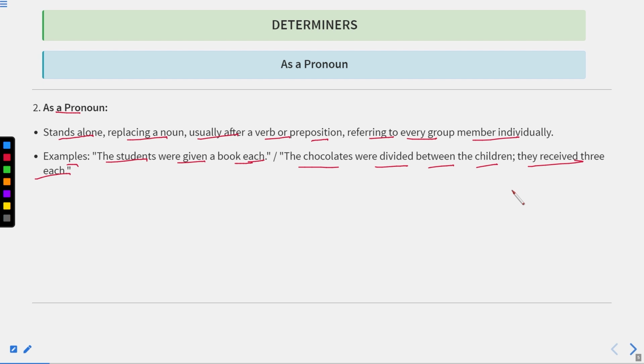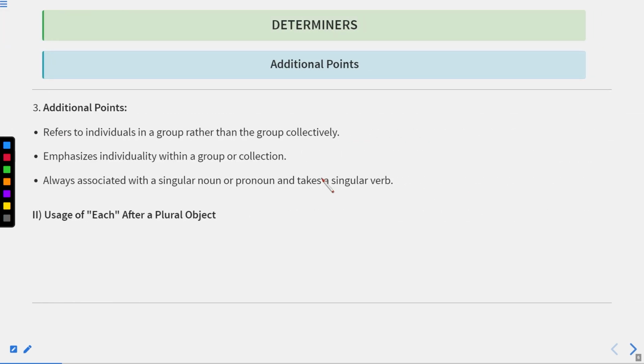Okay, so here you can use each in this manner, and if it is used like this, it is each as a pronoun. But if you use it just before the noun, it is each as a determiner. So this is the difference between each used as a pronoun and each used as a determiner. I hope you have got this. Let us move to the next one.